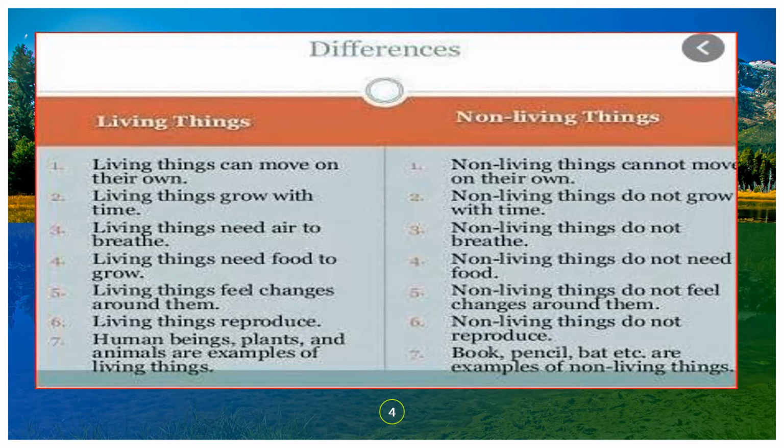Living things reproduce; they generally give rise to offspring that are similar to themselves. But in case of non-living things, they do not reproduce. A few examples of living things are human beings, plants, and animals. And in case of non-living things, we have books, pencil, bat, etc.